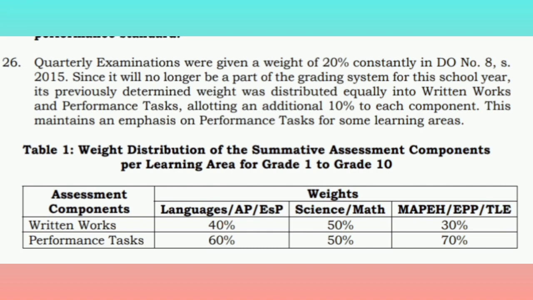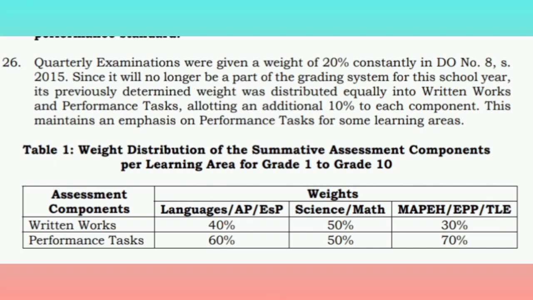Quarterly exams were given a weight of 20% constantly in DepEd Order No. 8 series of 2015. Since it will no longer be a part of the grading system for this school year, its previously determined weight was distributed equally into written works and performance tasks, allotting an additional 10% for each component. This maintains an emphasis on performance tasks for some learning areas.